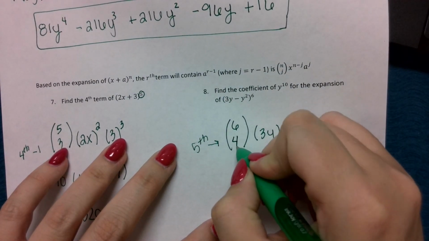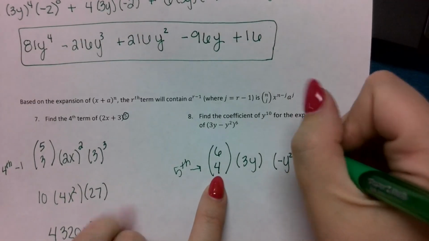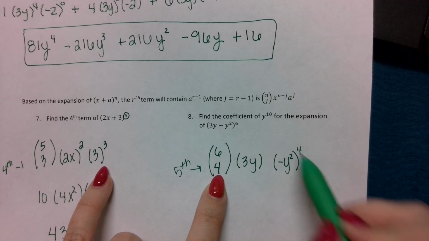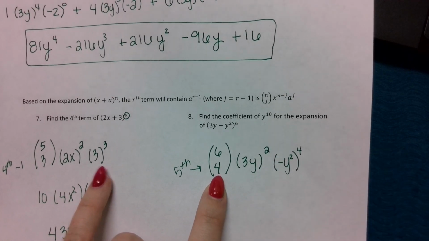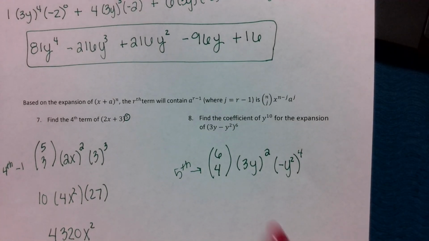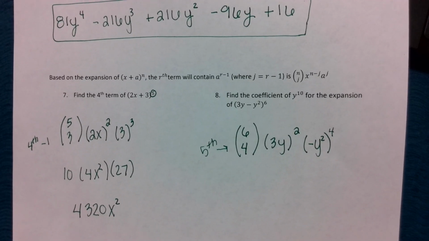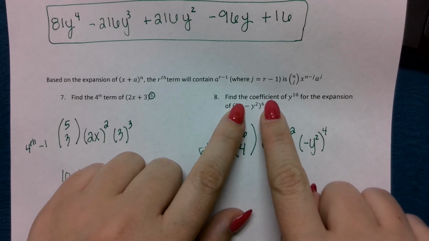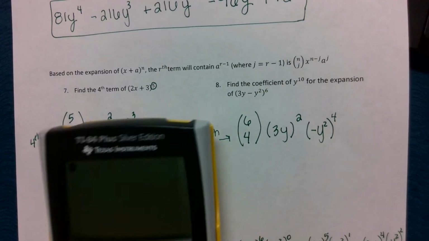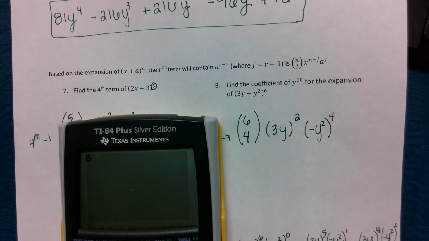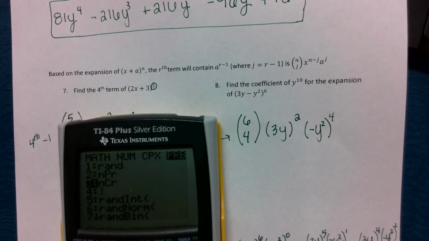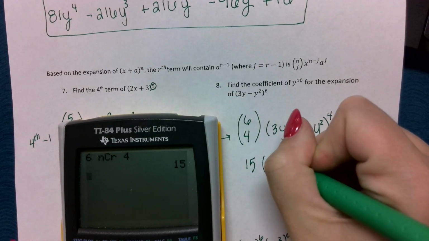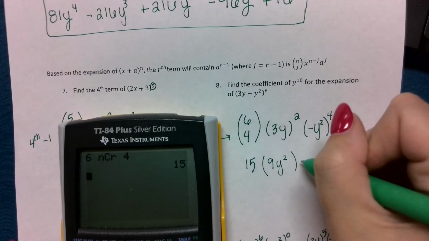So this is going to be a 4. Now this 4 becomes the exponent here. Now remember, these two exponents have to add to 6, which means this one has to be a 2. So now I can go through and find my final answer. Now this one is just asking for the coefficient, which means I just want to know what number. But let's go ahead and find that. So we're going to do 6 choose 4. That gives us 15, 9y squared.